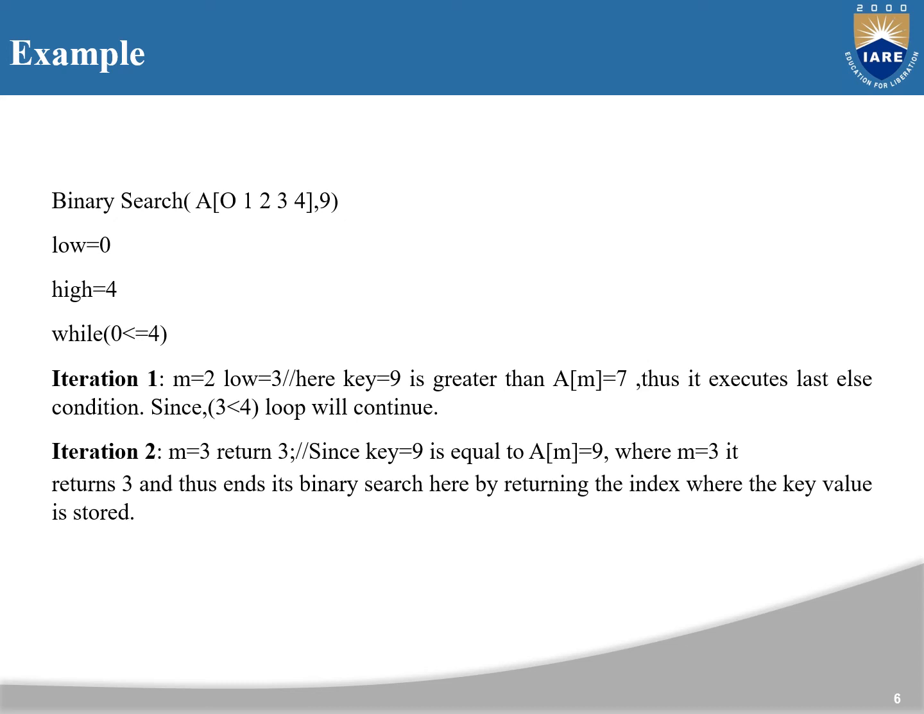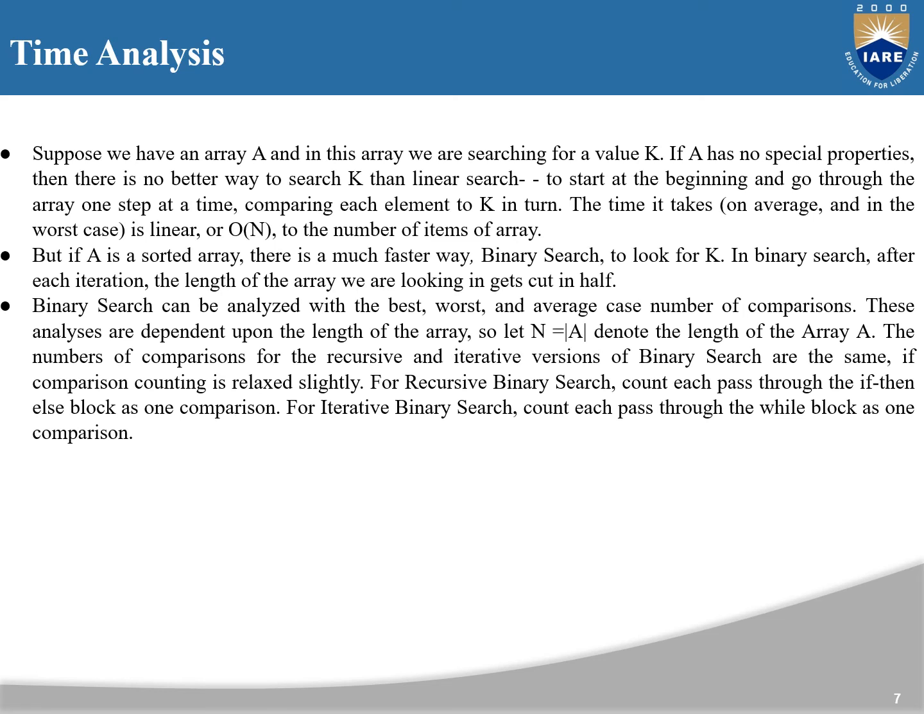Time analysis. Suppose we have an array A and in this array we are searching for a value k. If A has no special properties, then there is no better way to search for k than linear search, to start at the beginning and go through the array one step at a time, comparing each element to k in turn. The time it takes on average, and in the worst case, is linear, or O(n), where n is the number of items in the array.